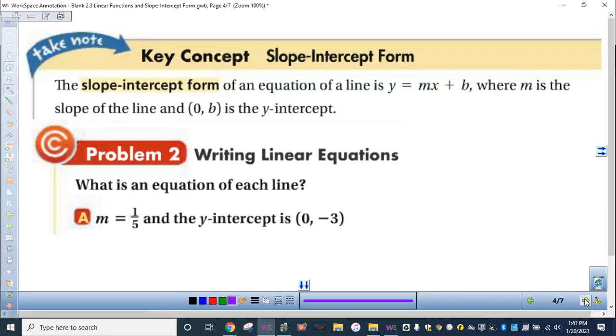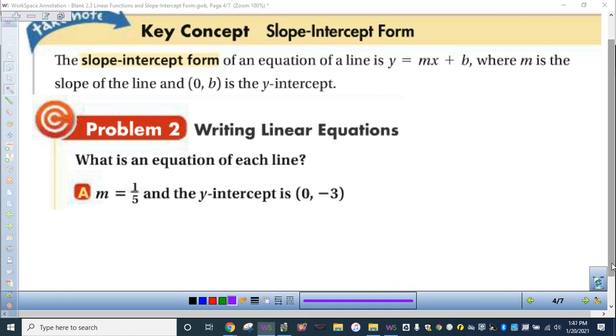Alright, so let's get rid of that thing. Now we're on to slope-intercept form. Y equals mx plus b, even learning that forever. I'm going to write it again. So y equals mx plus b, where m is the slope, b is the y-intercept.